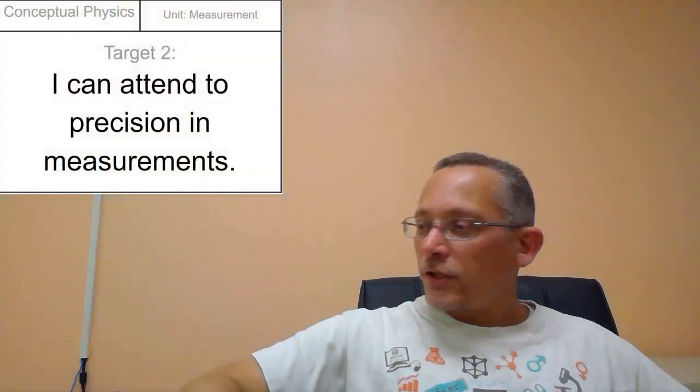Alright there, so we've talked about precision and measurement, we've talked about significant digits, we've talked about how to round correctly after adding and subtracting, and how to round correctly after multiplying and dividing. So hopefully that helps us to be able to attend to precision in measurements.